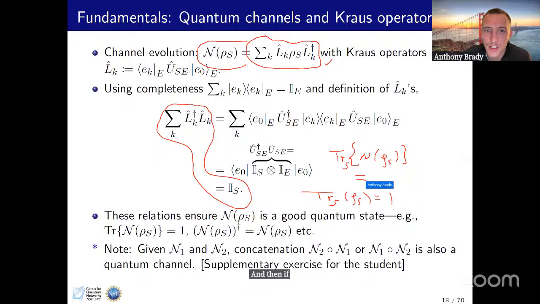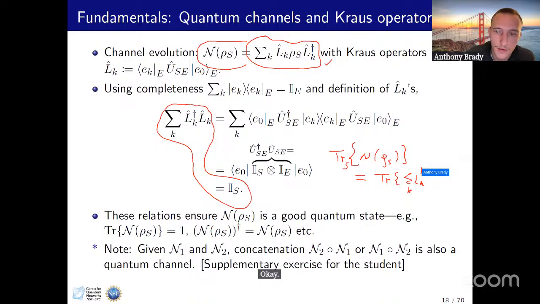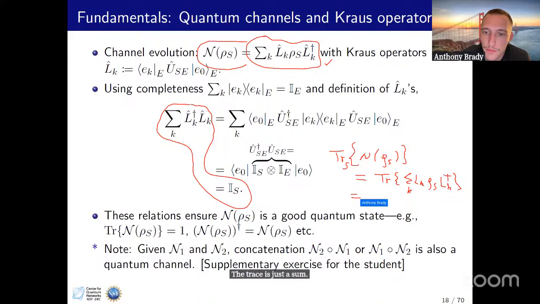And then if you do this trace explicitly for this channel, you can actually move some things around. So maybe I'll just write this out explicitly. Why not? Trace. Okay, rho of S, dagger. The trace is just a sum, so I can just pull this sum out. Trace of L_K rho S L_K dagger. The trace is also cyclic.